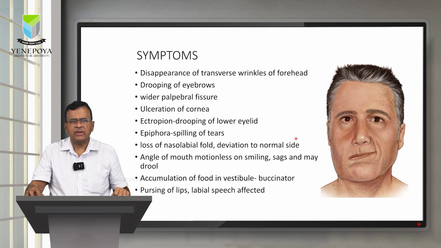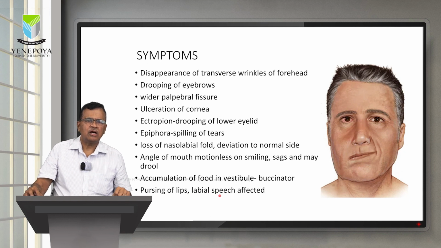And these are the symptoms of facial palsy in the lower motor neuron type: disappearance of the transverse wrinkles on the forehead, drooping of the eyebrows, wider palpebral fissure, ulceration of the cornea, ectropion, drooping of the lower eyelid, epiphora, spilling of the tears, loss of nasolabial fold, deviation to the normal side, angle of the mouth motionless on smiling, sags and may drool, accumulation of the food in the vestibule because of the paralysis of the buccinator muscle, pursing of the lips, labial speech affected.